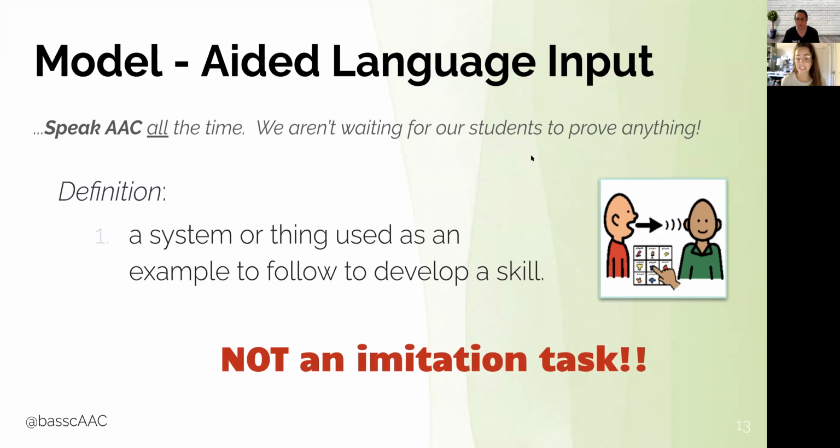This is not an imitation task. So when we are providing aided language input, you see up there at the top of the slide, that's us speaking in AAC. We're not waiting for our students to prove that they know how to use an AAC system. We're not waiting for them to show us that they can talk using an AAC system. This is us talking in AAC. We're doing it as a way to model language, and we're not expecting or demanding that the child imitate back to us what we are saying to them on the AAC system.